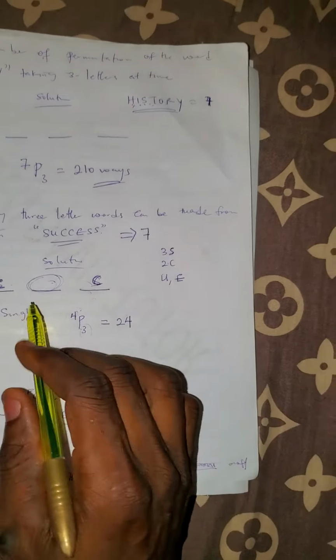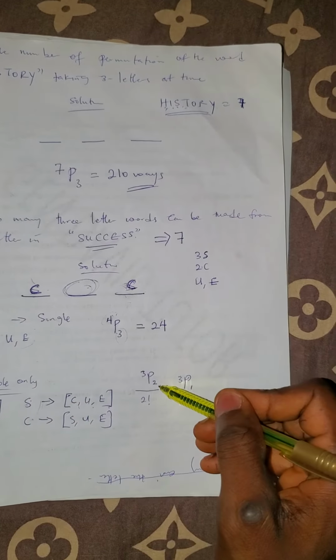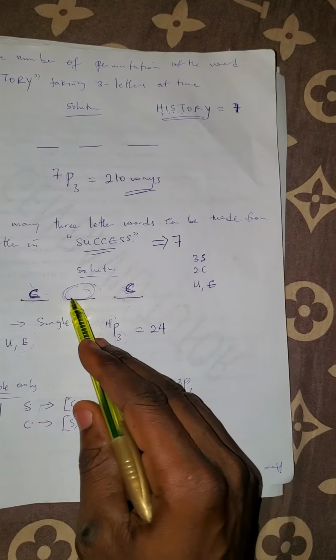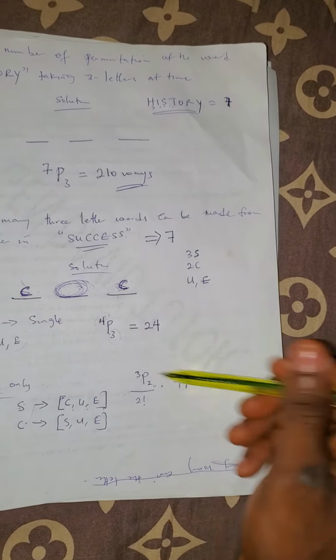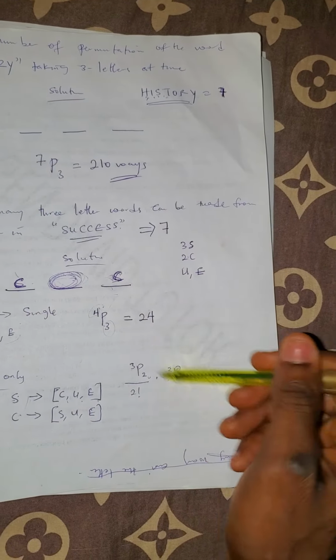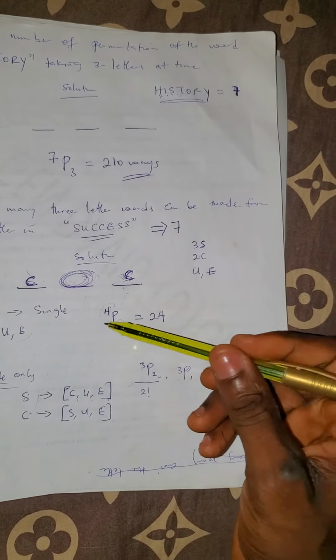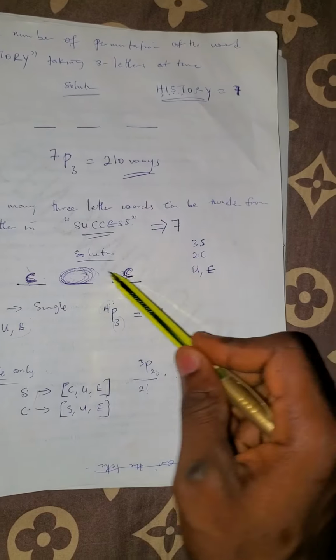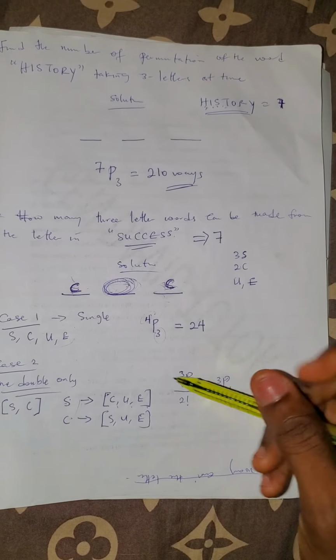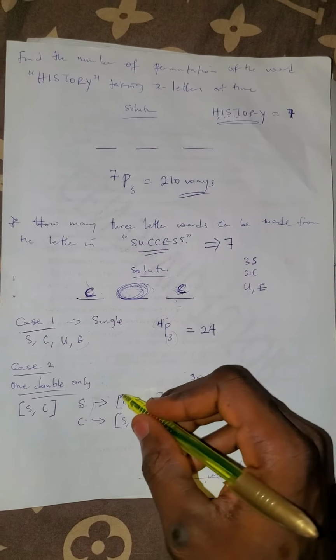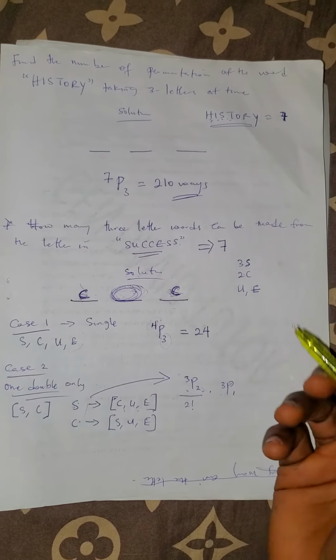Because the first one we talk about is the double, that's why it is 3 permutation 2. And this one as well, 3 permutation 1 because it is only one space. So because it is only one space, that's why it is 3 permutation 1. And this one should be 3 permutation 2 because this one is double space. So we don't forget the first one that we are talking about. I'm just talking about this S or C.